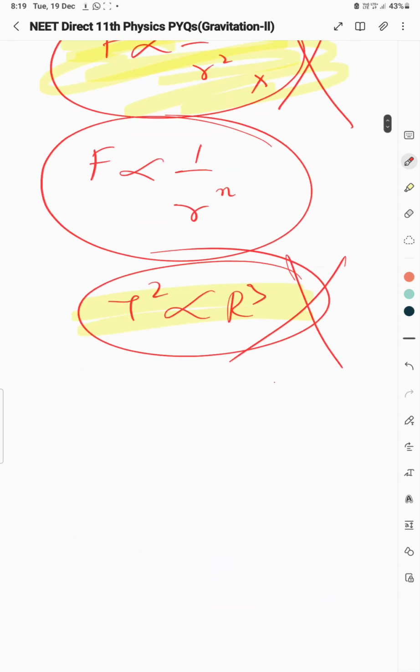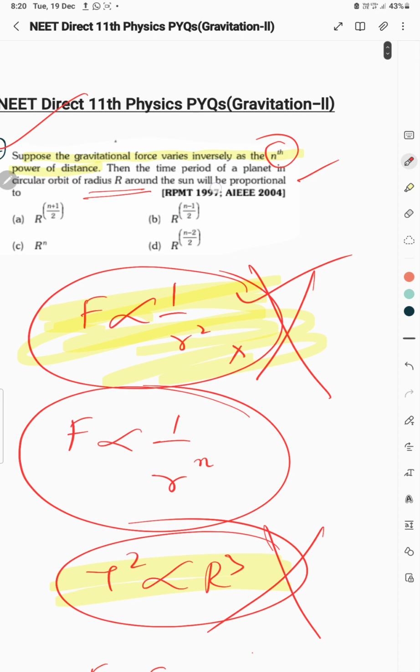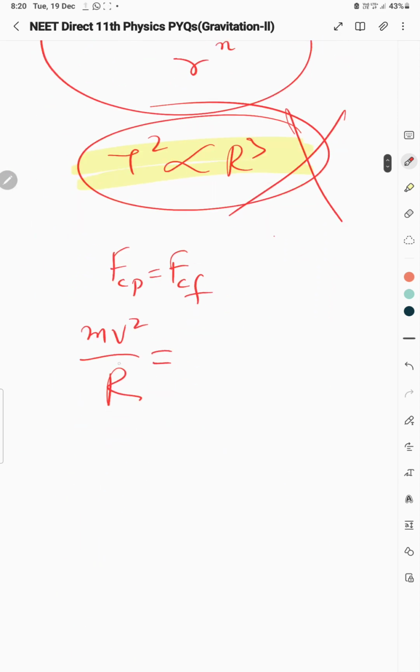Okay, let's see. When the planet is moving around the Sun, the centripetal and centrifugal forces should be equated. Centripetal will be mv square by r, and on the other hand the centrifugal, well, I think I should write capital R here because capital R was used in the data. So this is the force which balances the gravitational force. This is the formula for gravitational force. Now it is as per not inverse square law but r power n. This is what the question says.